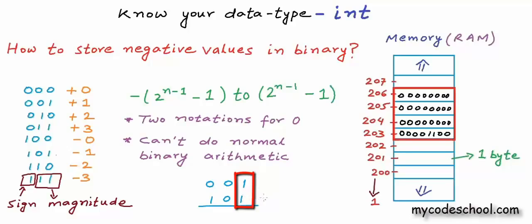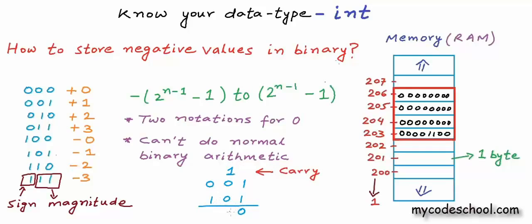We need to find the sum of the digits, and if the sum is greater than 1, we need to take a carry. Here the sum of these two digits would be 10, that is 2. So we'll keep a 0 here and take 1 as carry to the next position. And now we'll go to the next position.